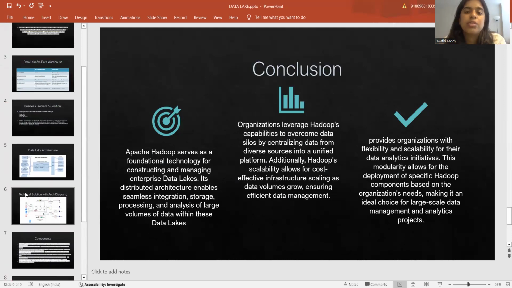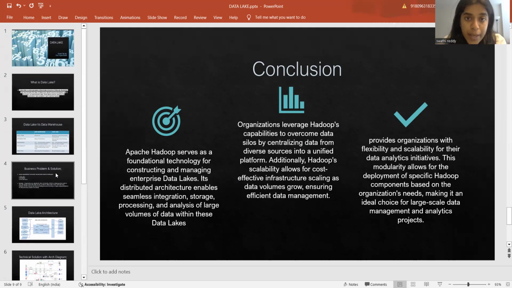That would be about the data lake and how Hadoop has lent a hand to the enterprise data lake in a much better way for larger organizations.